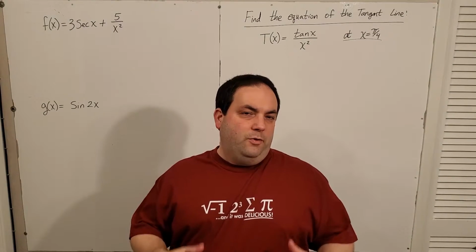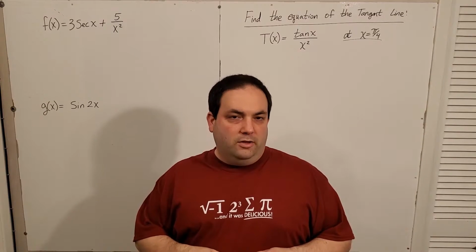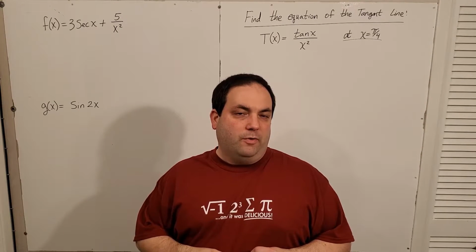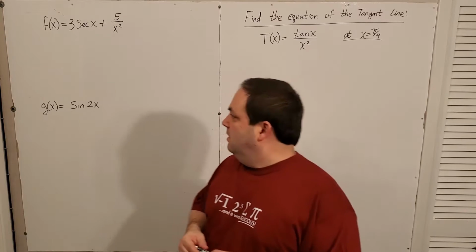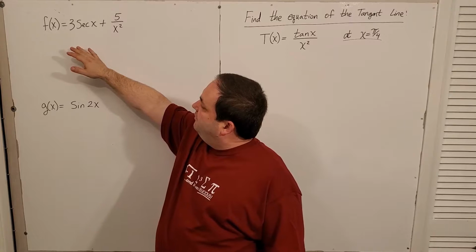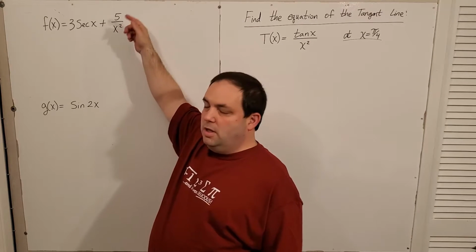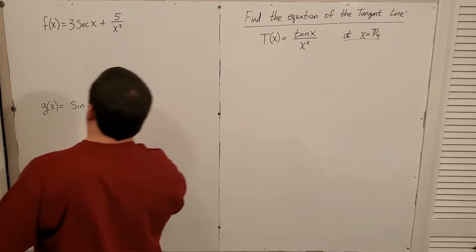Let's finish up with a few more examples of using trig mixed in with all of the other functions that we've been talking about so far. Okay? So, let's take a derivative of the function f that is equal to 3 secant x plus 5 over x squared. All right?